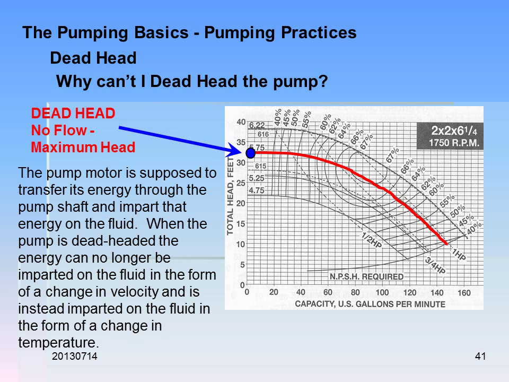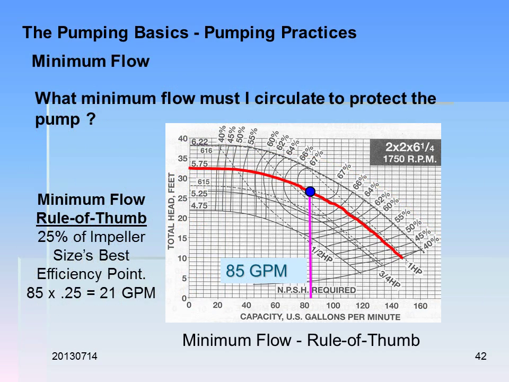We have to have relief valves because this condition, which we want to avoid, can cause a pump to even explode. So you have to have relief valves just in case. Although it's unlikely, it could happen. So what's the minimum flow that you need to circulate to protect the pump from this overheating and self-destruction?